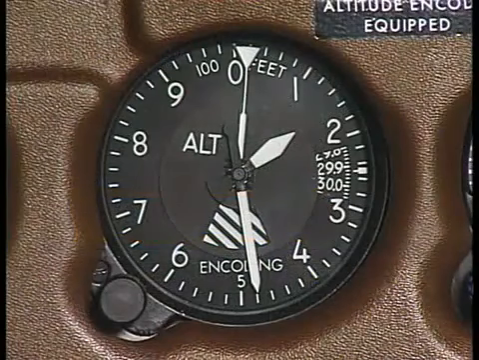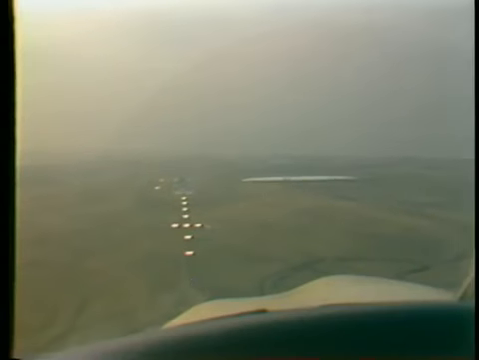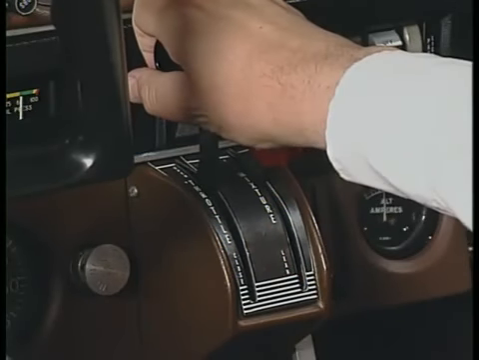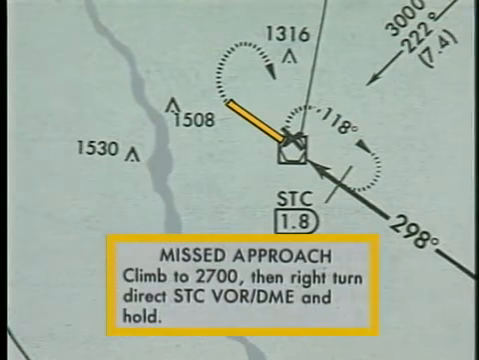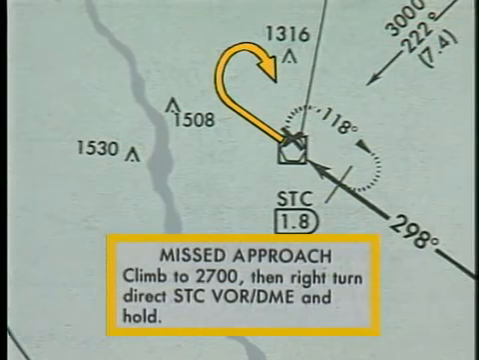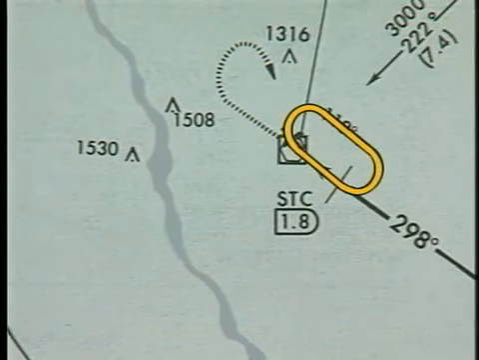Once you reach the MDA, you may not continue the descent unless you have the prescribed flight visibility and required visual references in sight. Furthermore, you must be in a position that allows you to descend to landing at a normal rate. If you're unable to identify the runway environment upon reaching the missed approach point, you must immediately execute a missed approach. The missed approach procedure calls for a climb to 2,700 feet, then a right turn direct to the St. Cloud VOR DME. If you reach the VOR prior to receiving an additional clearance, you must enter the depicted holding pattern.